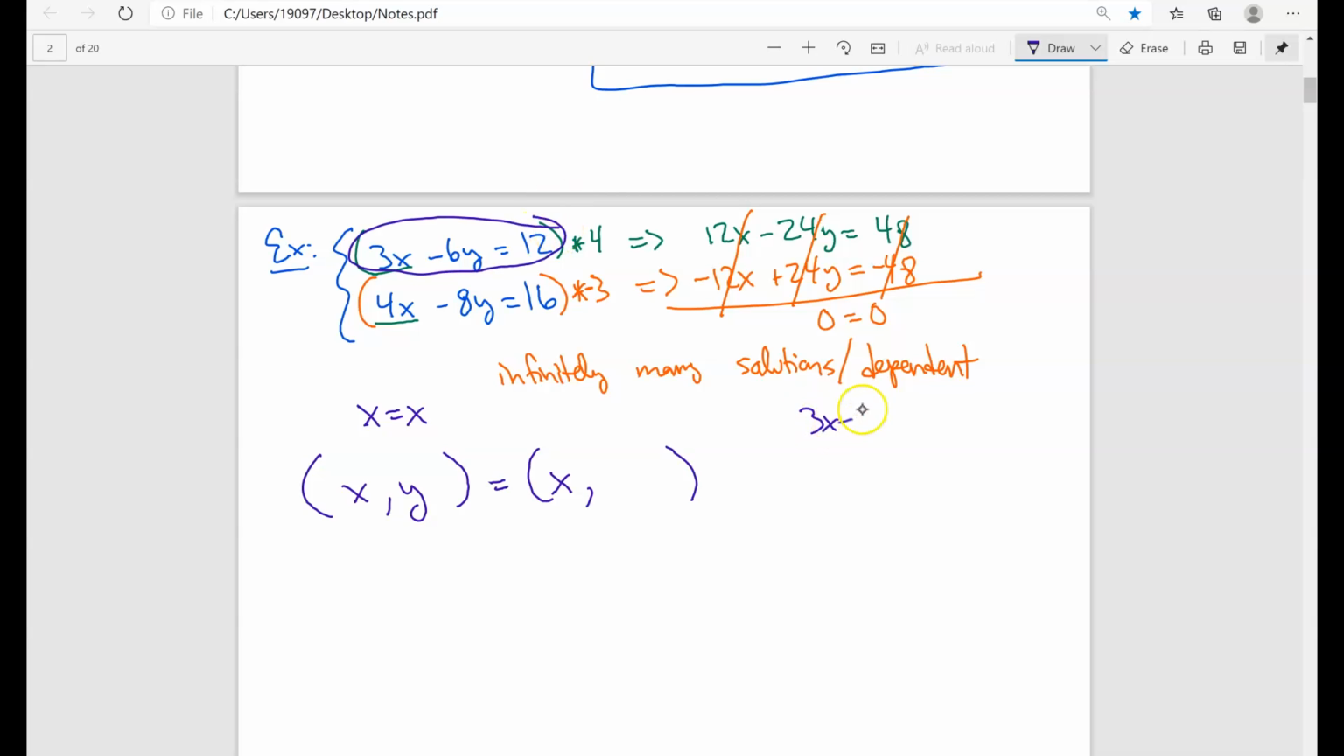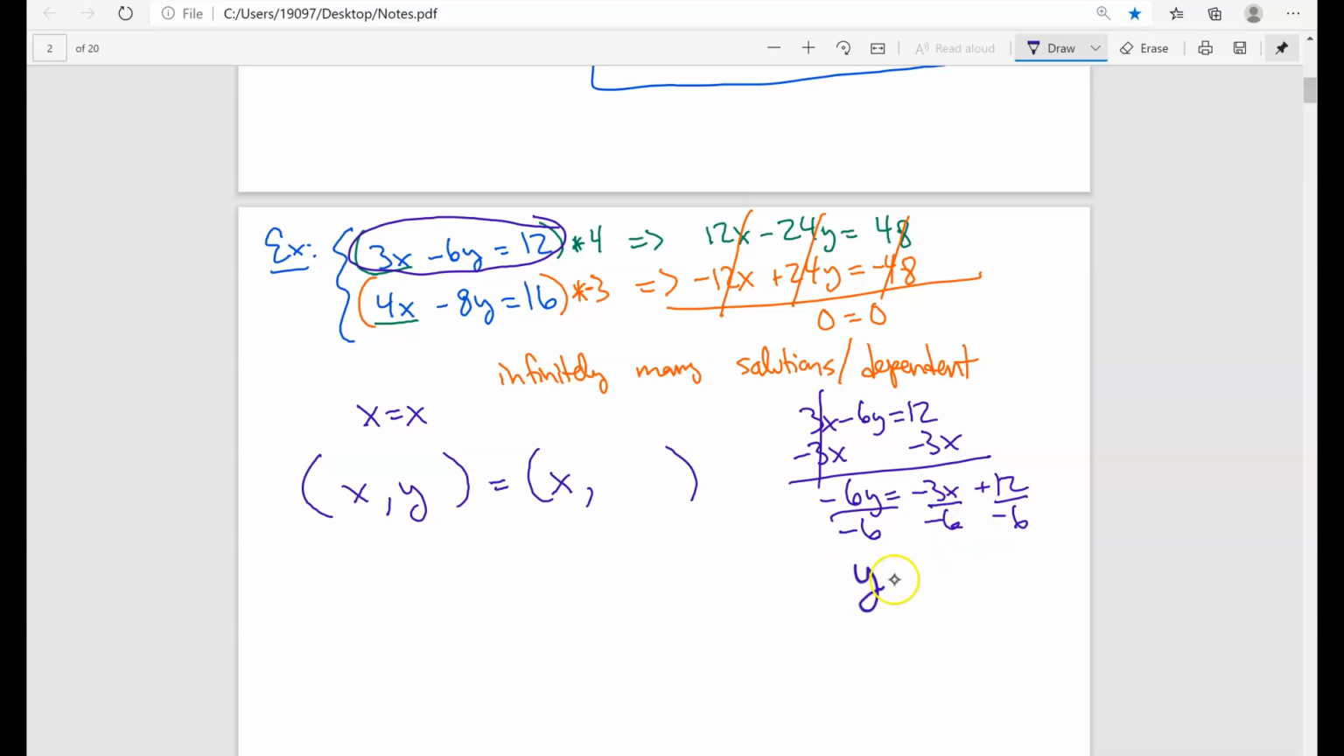So 3x minus 6y equals 12. So what I'm going to do is I'm going to solve for the y value. So minus 3x, minus 3x. So negative 6y is equal to negative 3x plus 12. So I'm going to divide this by negative 6.